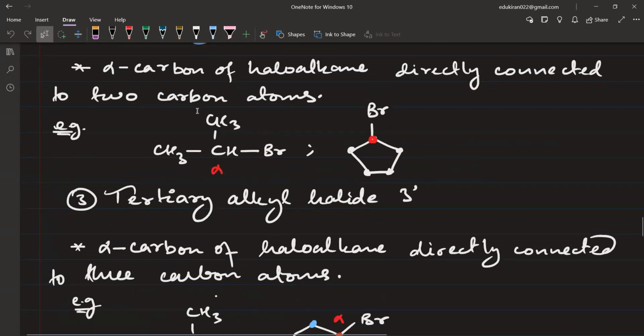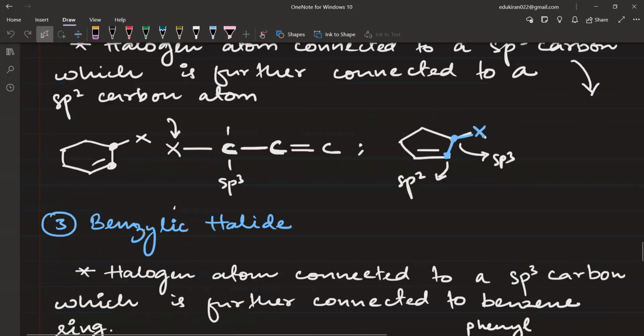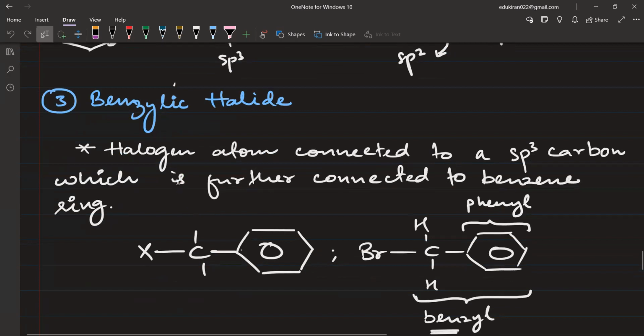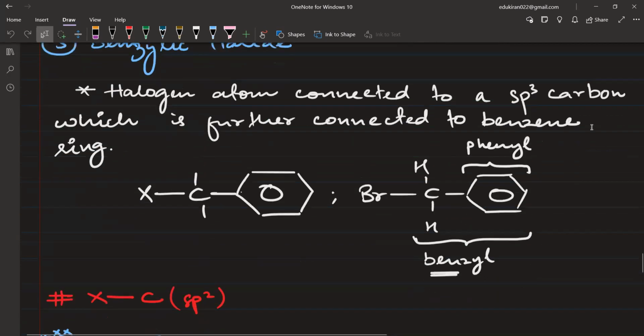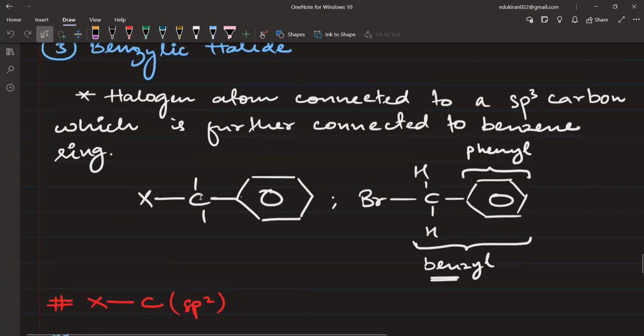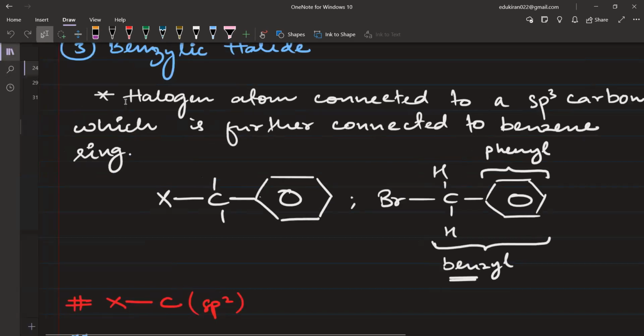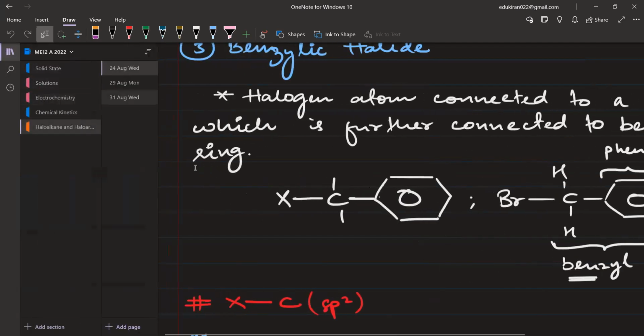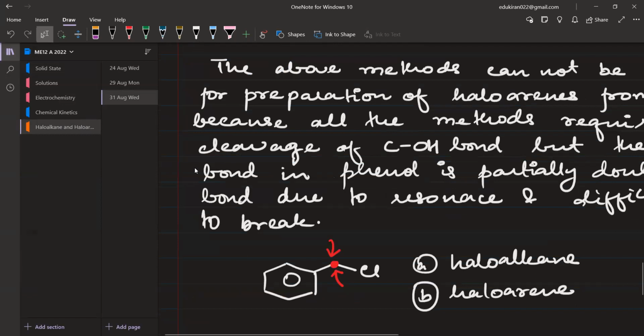Tertiary, and then allylic and then benzylic. Okay, so this was a halogen atom connected to an sp3 carbon which is further connected to a benzene ring. So this is not a haloarene, this is a haloalkane, because this carbon atom is sp3 hybridized. Okay, so similarly when I ask this now, what is this?